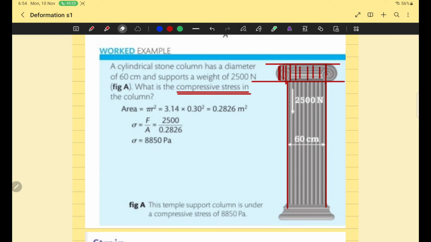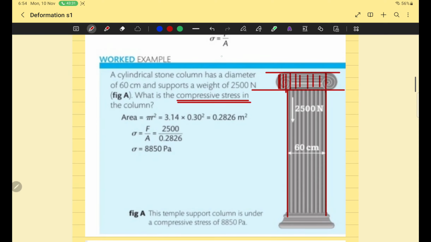The stress which compresses an object is called compressive stress. And if you are stretching an object, then it is called tensile stress. Tensile means stretching. And if you are compressing an object, then obviously it is called compressive stress. Okay. So the question is: calculate the compressive stress.